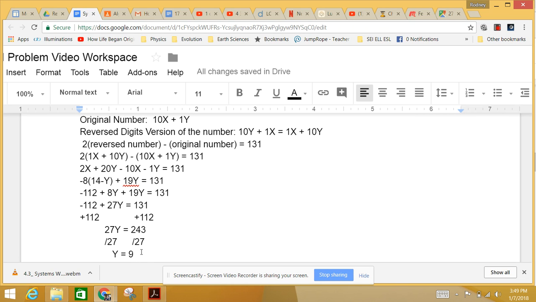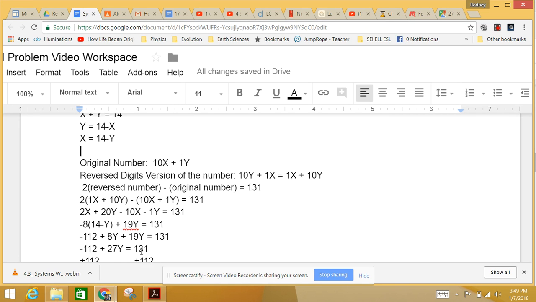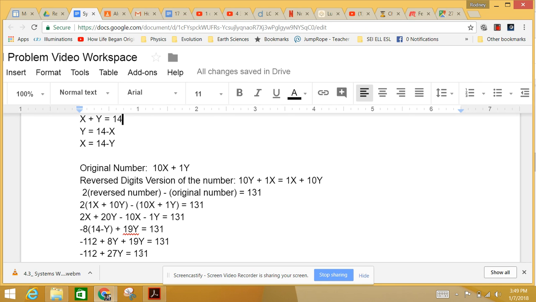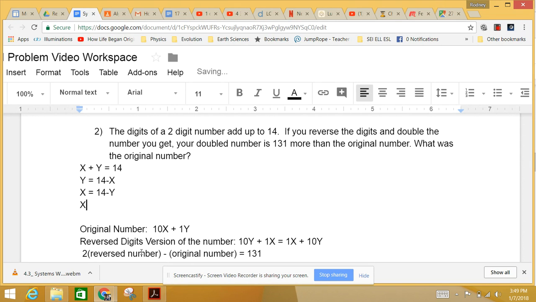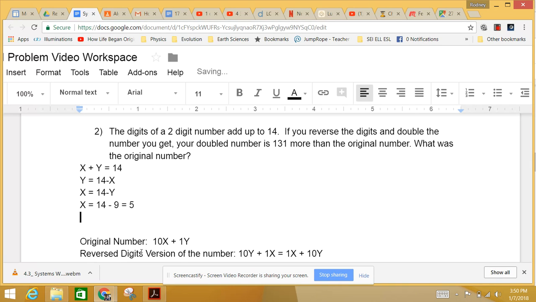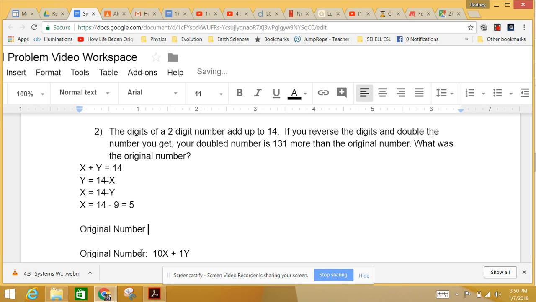So I now have my y digit. That's the ones place, it is 9. So something 9. All right, since we know that, we can figure out what our tens place digit is. Our tens place digit is 14 minus our y, which is 9. So 14 minus 9 is 5. So our original number, which is 10x plus 1y, is 10 times 5, or 50, plus 1 times y, 9. So 59 is our original number. And we're done.